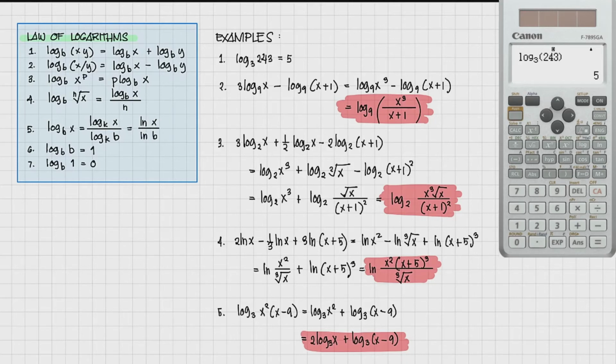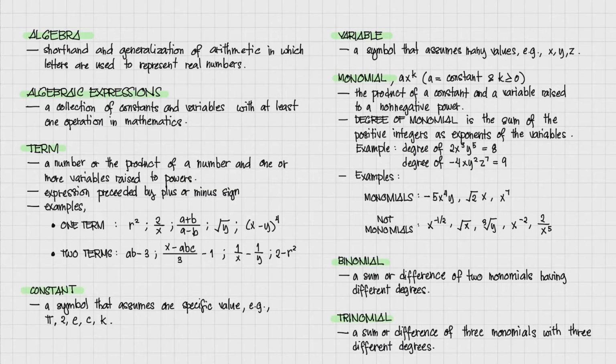So yeah, I think that's enough examples for logarithms. Next, we're going to tackle some algebraic expressions. So what is algebra? Algebra is just a shorthand and generalization of arithmetic, in which letters are used to represent real numbers. An algebraic expression is a collection of constants and variables with at least one operation in mathematics.